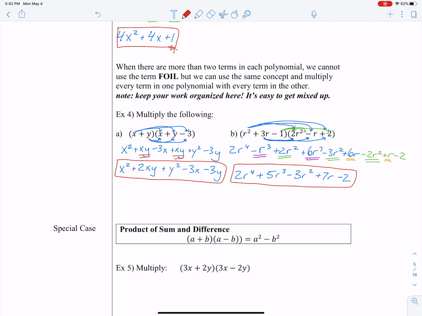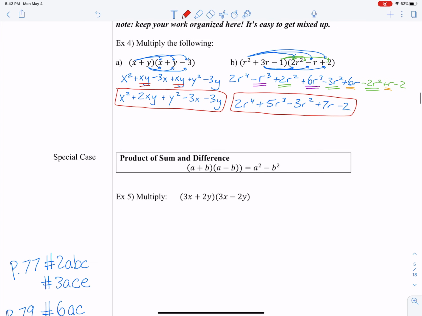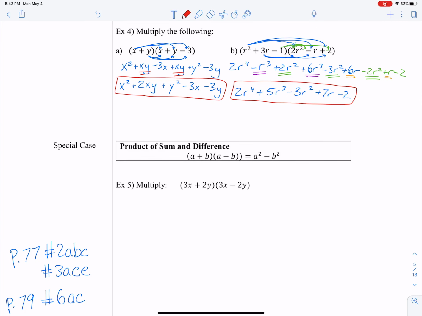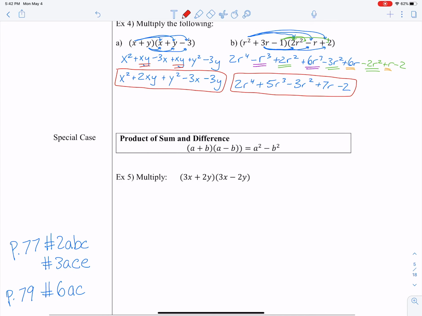Okay. And then the last one, you have this special case. It's called a product sum difference. A product sum difference is when you have two brackets that are almost identical. The only difference is that in one you have a plus and in the other you have a negative.